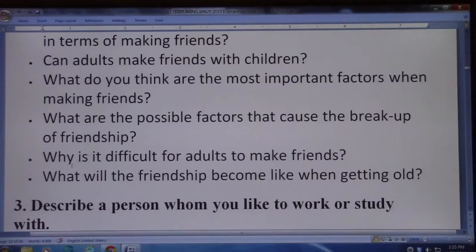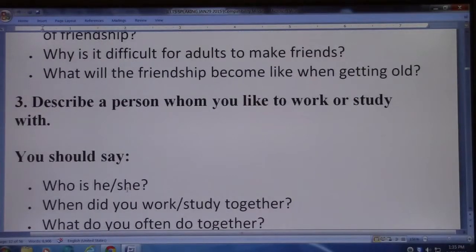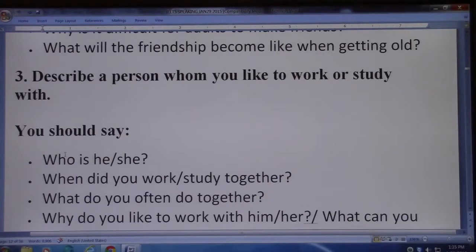Why is it difficult for adults to make friends? What will the friendship become like when getting old? That's a good question. Describe a person whom you like to work or study with.